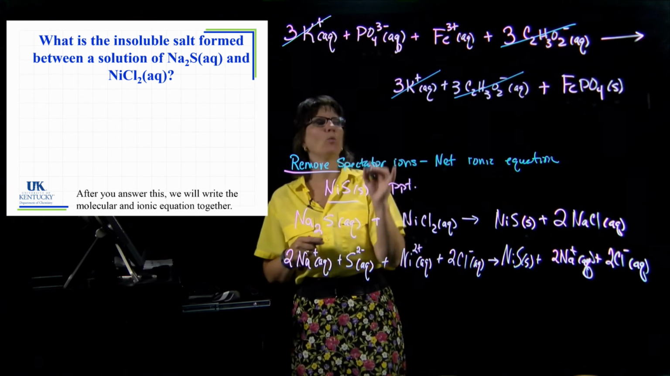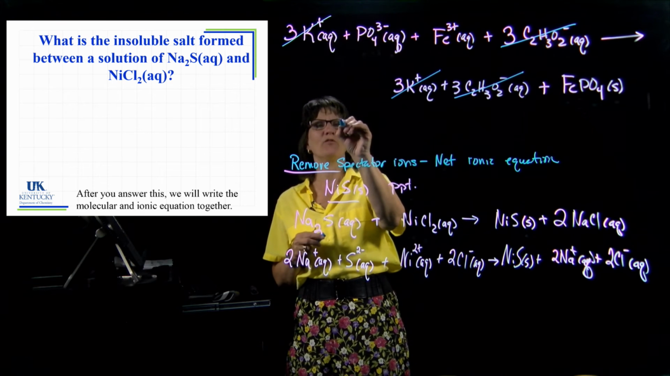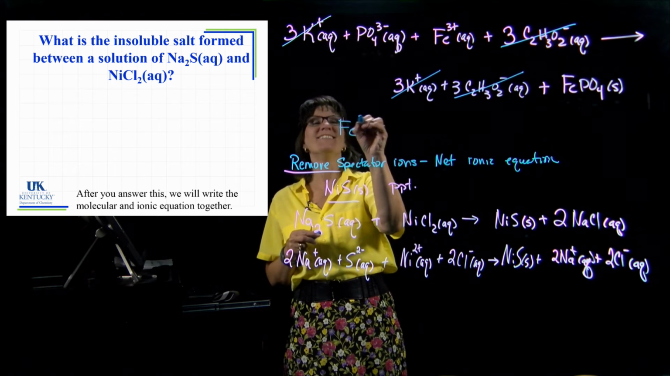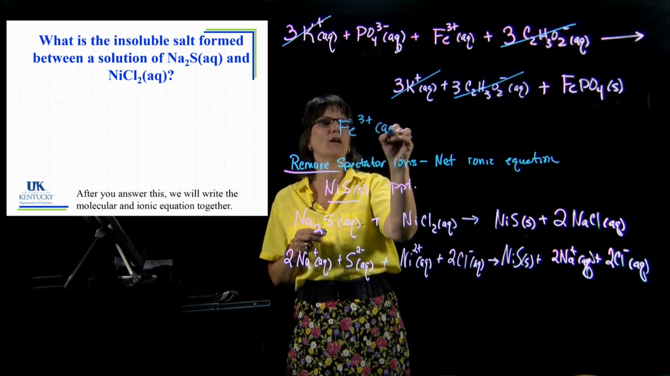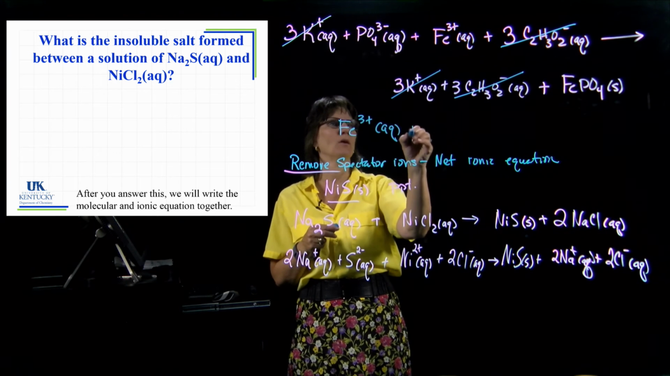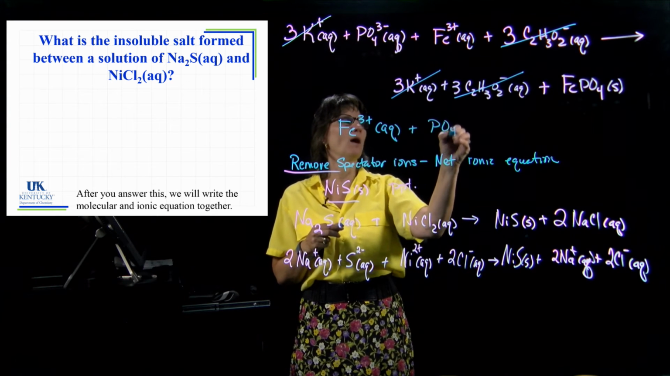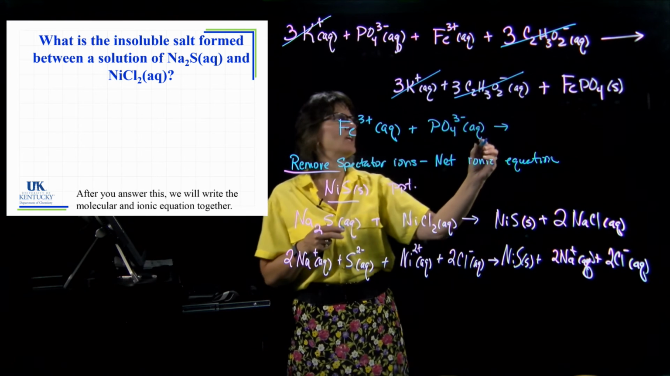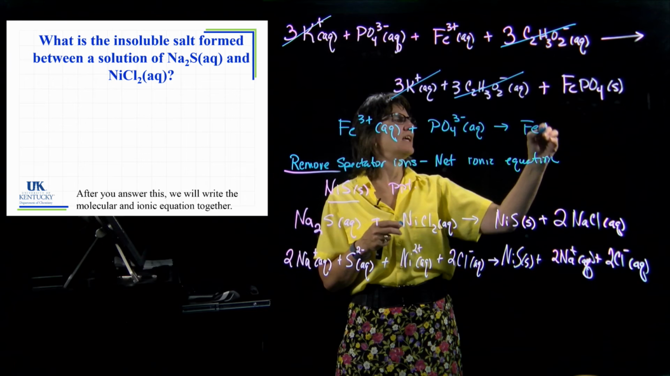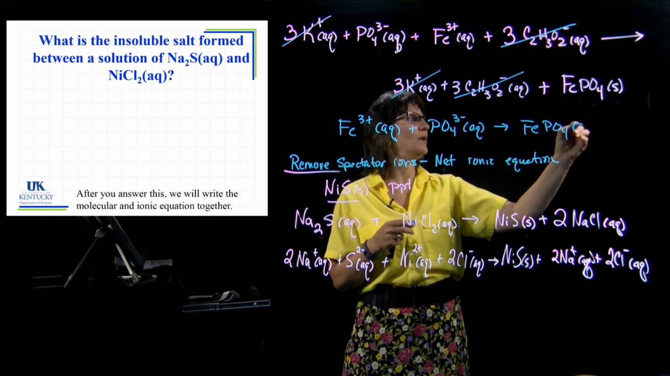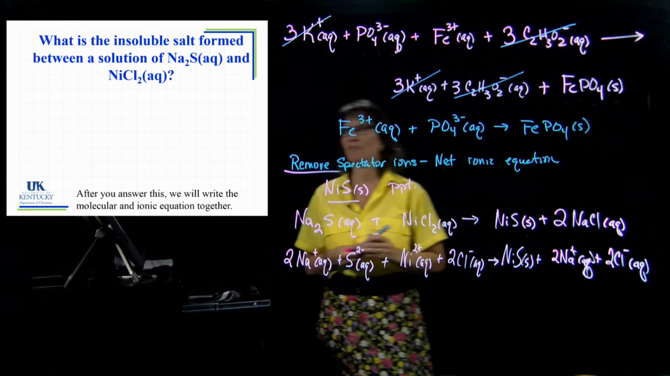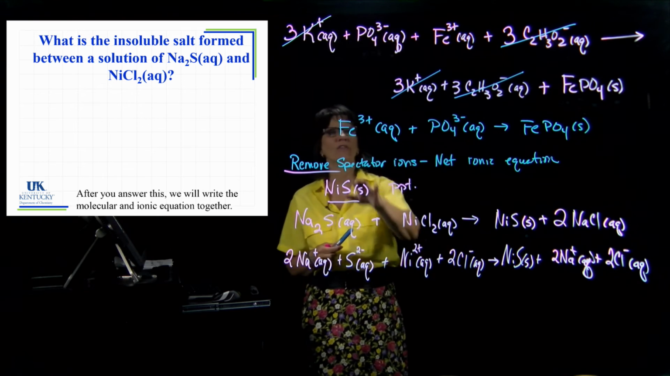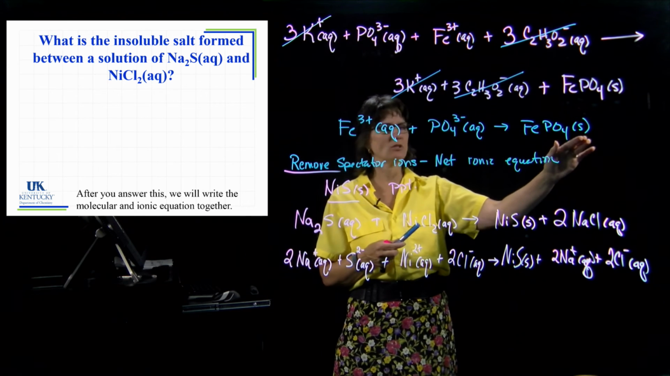And then I can write what remains. Now, I'm kind of in the habit of writing my cation first. It doesn't matter. It's not going to be wrong if you write them in the order that you see up here. But I generally write the cation first, then the anion, and you see that what we're left with is the FePO4. So that is called the net ionic equation.